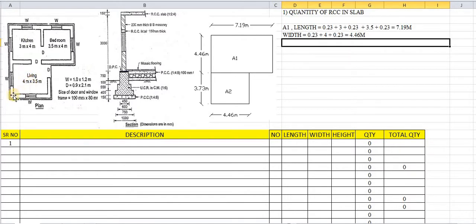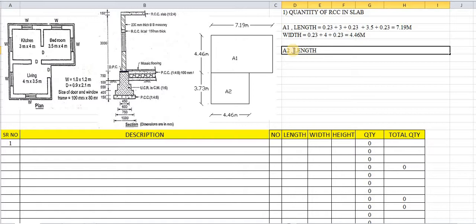First we have to find out the length. Again this line is the same, so we have to find out the complete length from this point to this point. How to find out the complete length of this living room? This 4 meters is the inner to inner dimension, whereas it will have 2 wall thicknesses: left side wall thickness 0.23, right side wall thickness 0.23. That means for A2, while finding out the length, we will have 2 wall thicknesses.